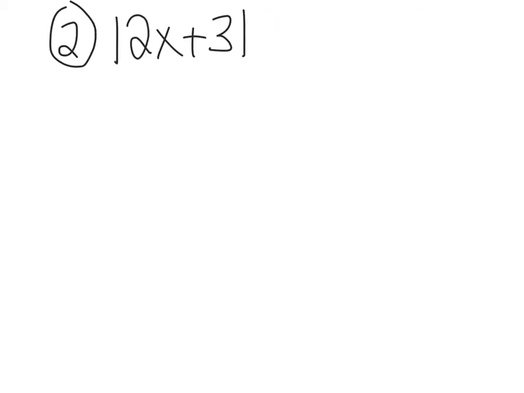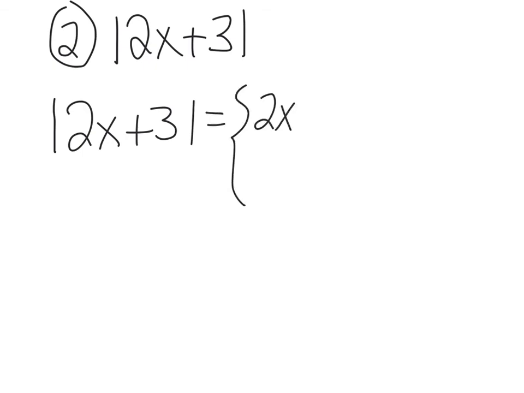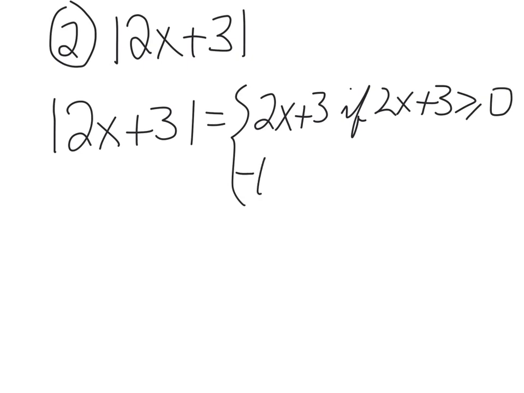Now let's look at the following. Let's rewrite the absolute value of 2x plus 3 without the absolute value symbol. By definition of absolute value, the absolute value of 2x plus 3 is equal to 2x plus 3 if 2x plus 3 is greater than or equal to 0, and minus (2x plus 3) if 2x plus 3 is less than 0.